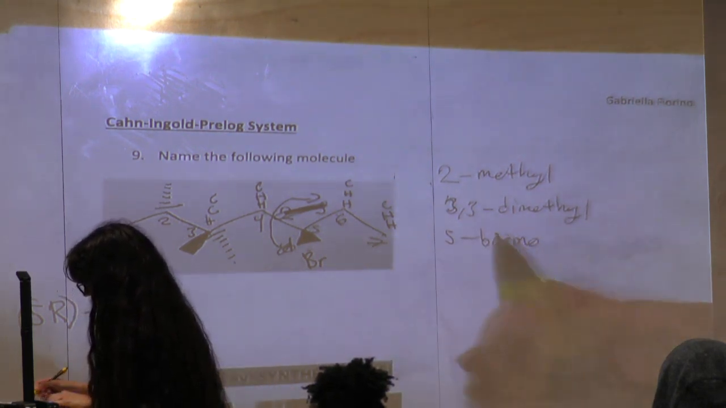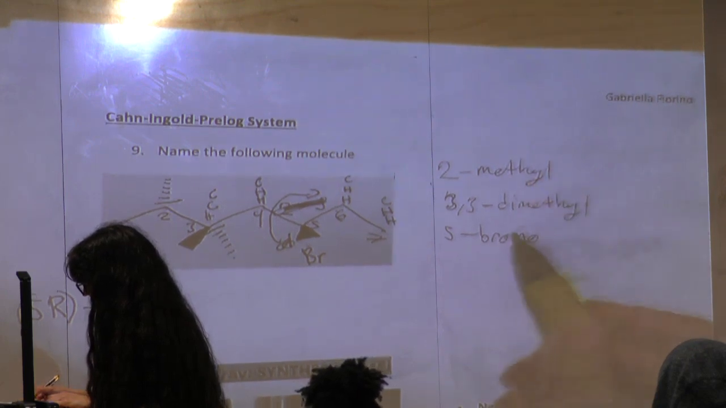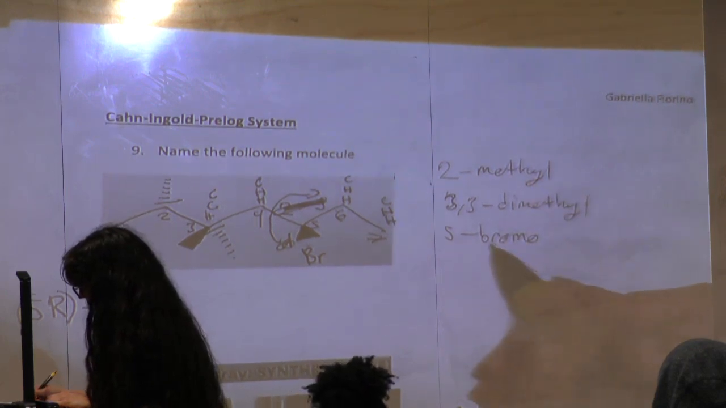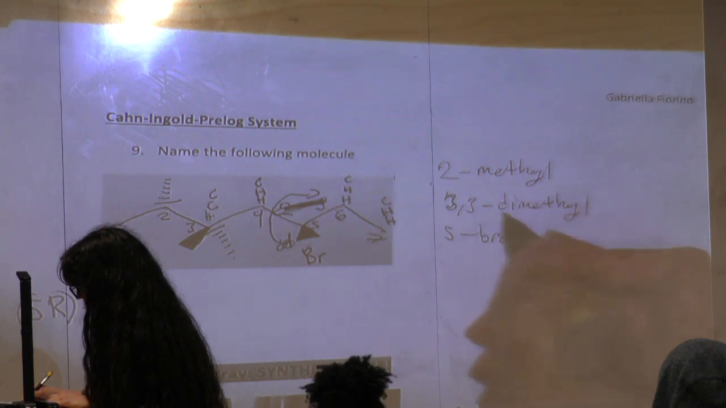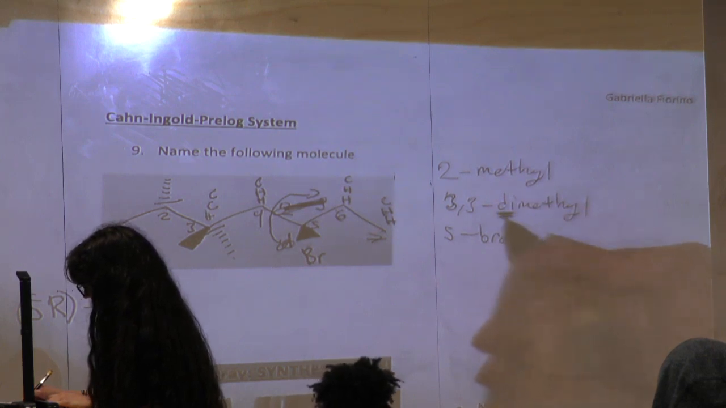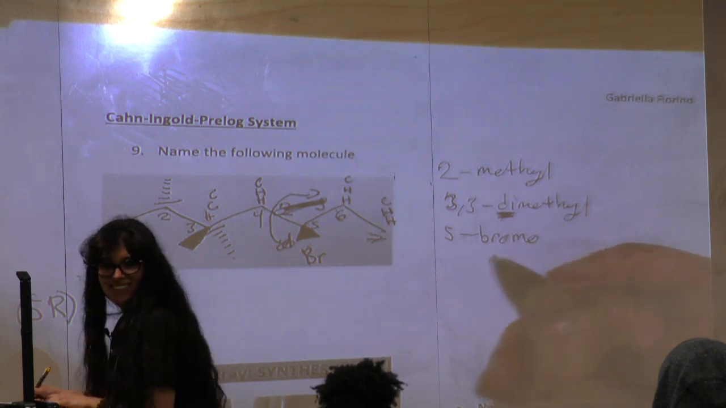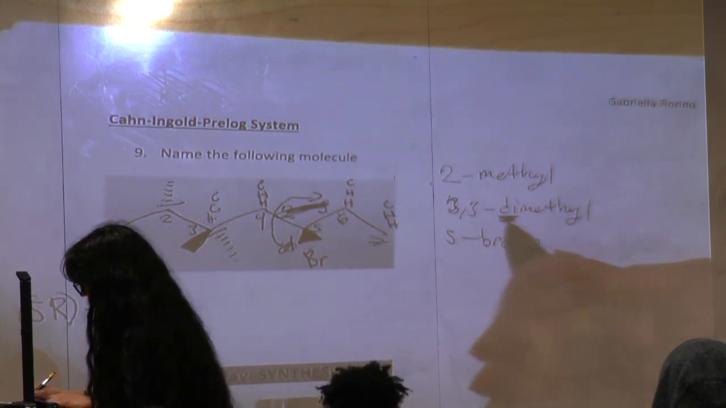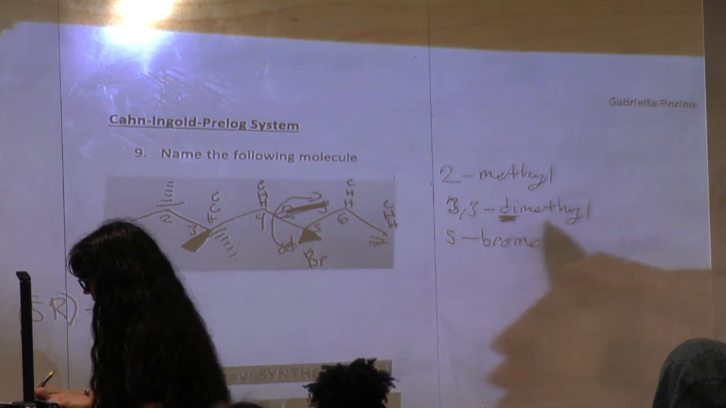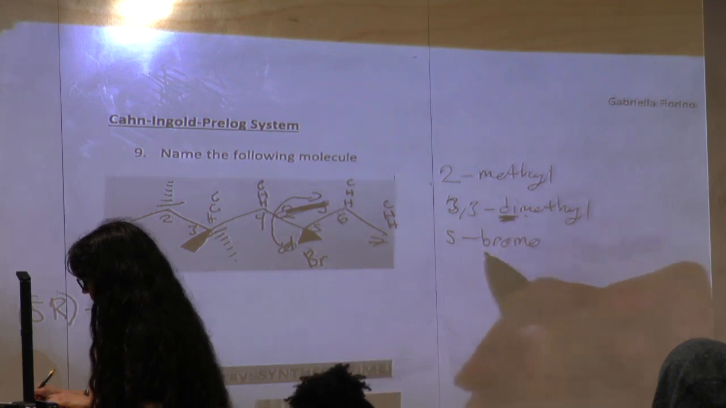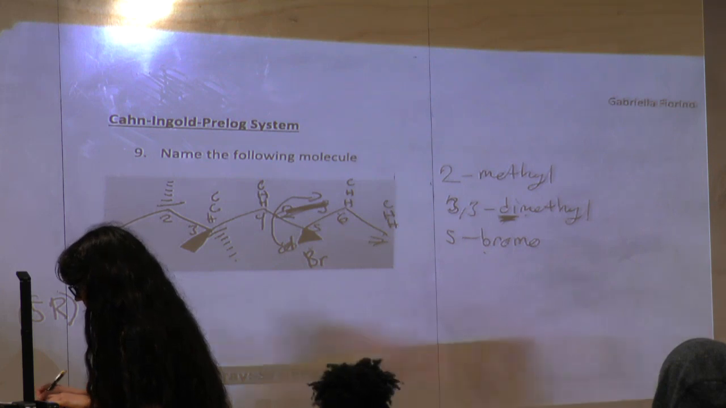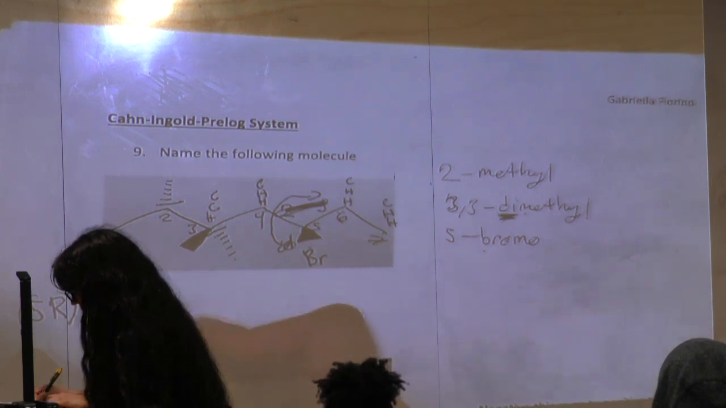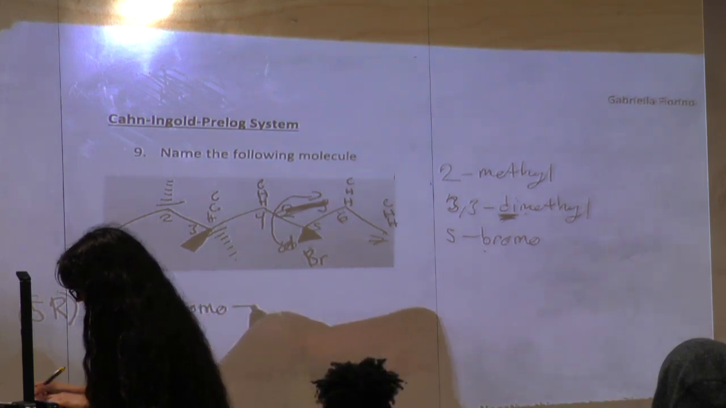So what we're going to do now is put it in order. B comes before M. We don't worry about the prefix when we're naming alphabetically. So we look at the methyl and we compare it to bromo. B comes before M. So 5-bromo.